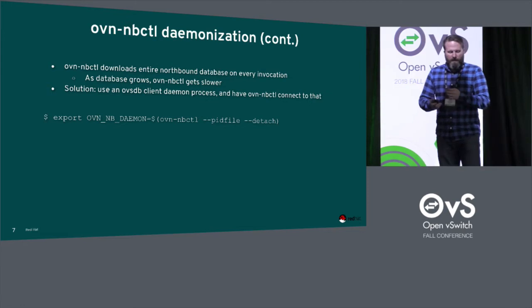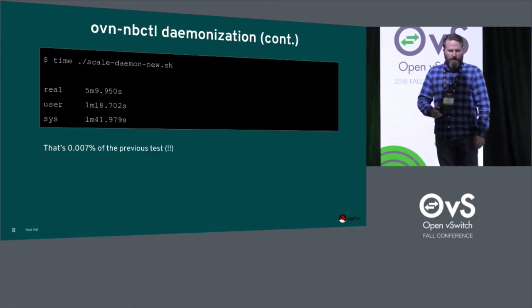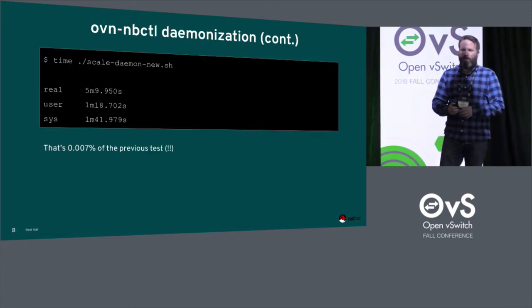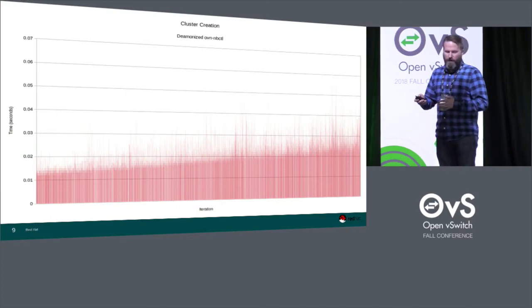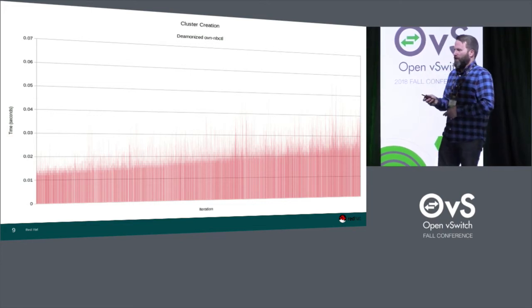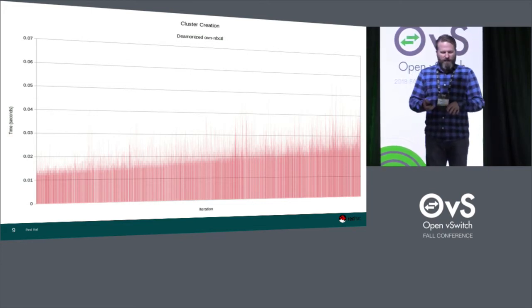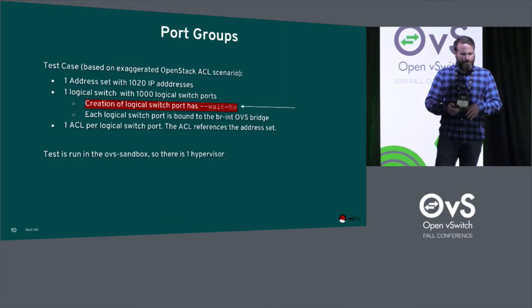And so by putting that in and rerunning my same script again, instead of taking 12 hours and 40 minutes, it's a little over 5 minutes. So that's 0.007% of the time that it took before. That's a significant improvement. And now if you look at the graph of the iterations, you can see that the highest any of those lines goes is about 50 milliseconds. So that's way better than the 7 seconds we had been seeing before.